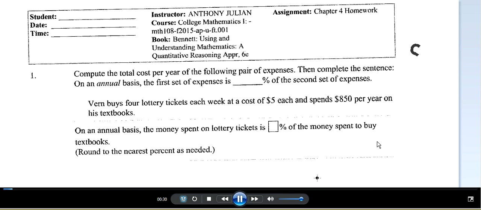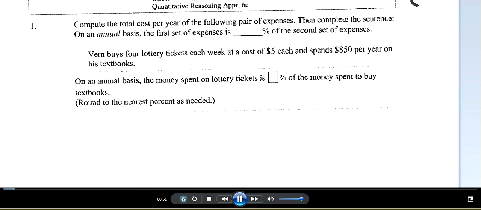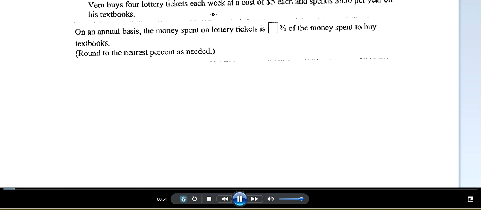Alright, starting with number 1 here, it says compute the total cost per year of the following pair of expenses, then complete the sentence. On an annual basis, the first set of expenses is what percent of the second set of expenses. Vern buys 4 lottery tickets each week at a cost of $5 each and spends $850 per year on his textbooks. So let's get the 4 lottery tickets each week at a cost of $5 each.